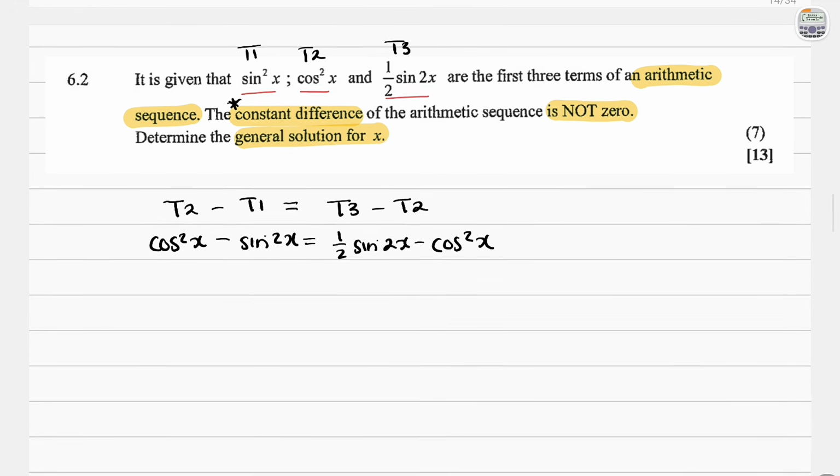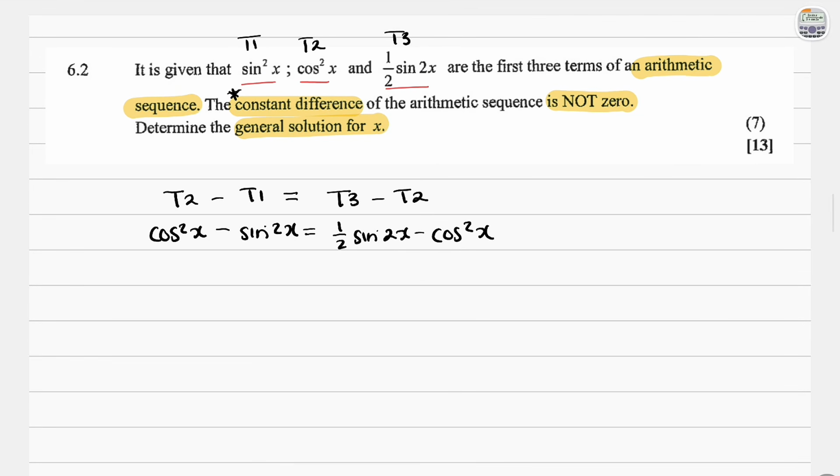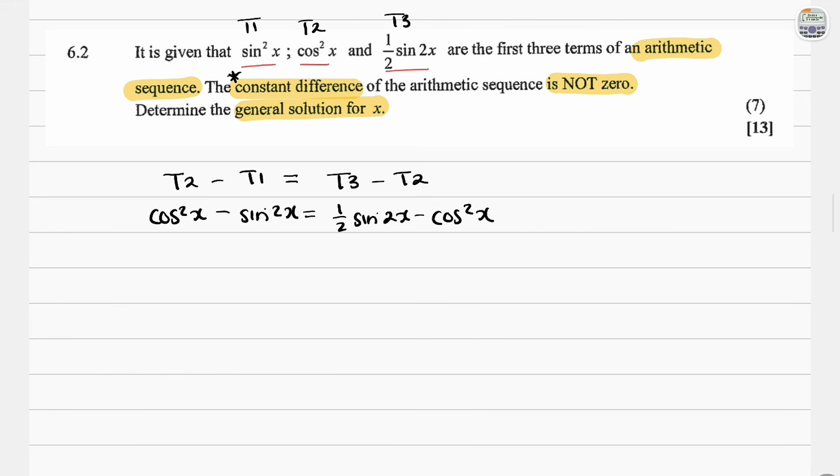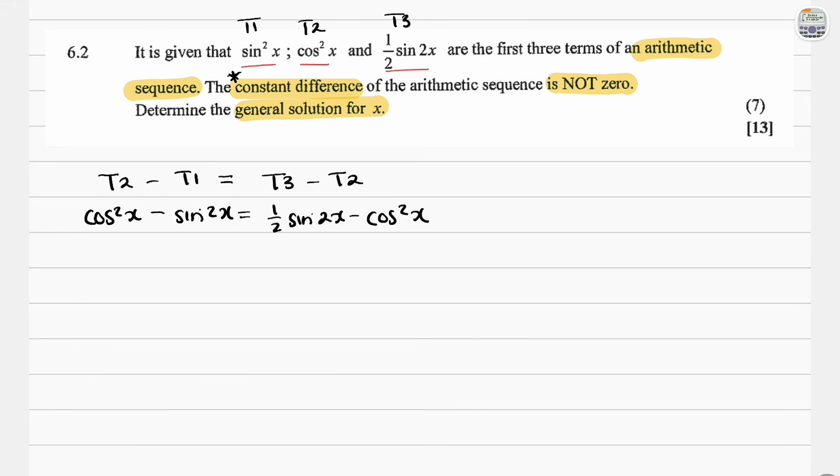Okay, but they do say the constant difference of the arithmetic sequence is not equal to 0. So let's go ahead and just make sure that we put that down. So you know when you're solving a trigonometric equation, and there is a case where you have the denominator, and it has a trig expression there, you must ensure that that is not equal to 0, so it won't be undefined. In this case, they are giving you a restriction. So this is a restriction and we need to go ahead and take this into account.